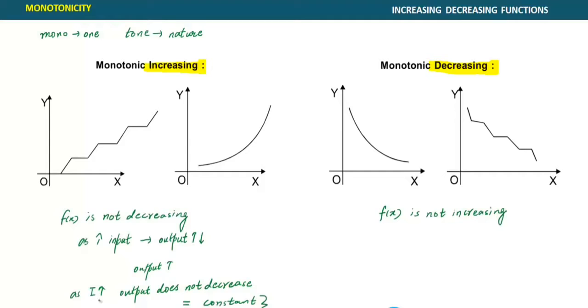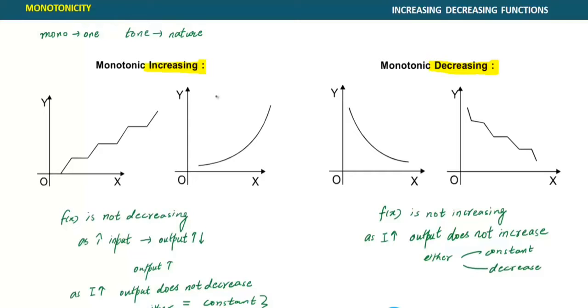So if I say as input increases, output does not decrease, that means it could either be constant or it will increase. And similarly here I can say as input increases, what will happen to the output? Output does not increase. This is how we define the nature. We do not talk about directly decreases, we instead say output does not increase. Either it will be constant or it will decrease. Both these cases fall under this particular category.